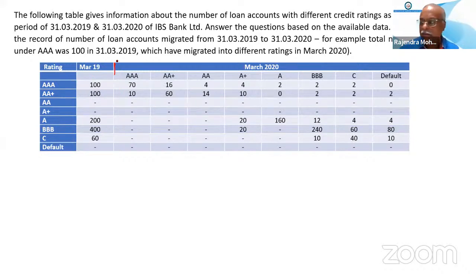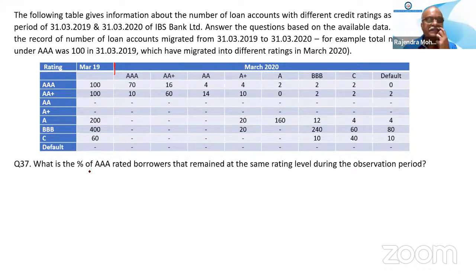So here was the March 19 figure. Now out of this, how much they have distributed, either upgraded or downgraded into different ratings, that is distributed in these total rows. Now you see, first question is, what is the percentage of AAA rated borrowers that remained at the same rating level during the observation period? So you have to compare. You can see easily.